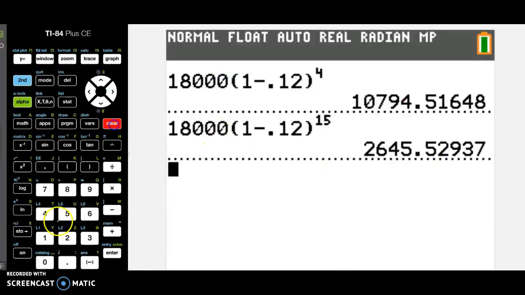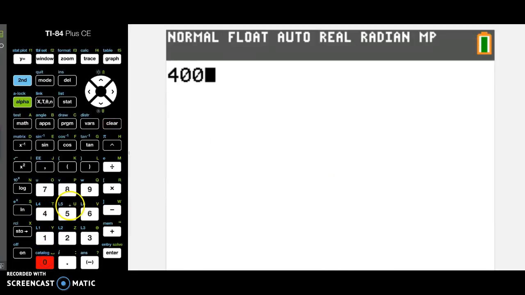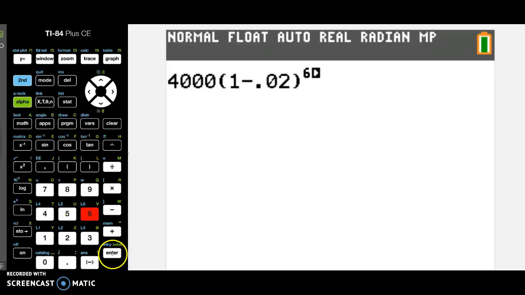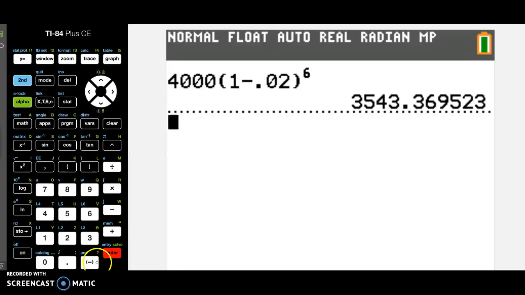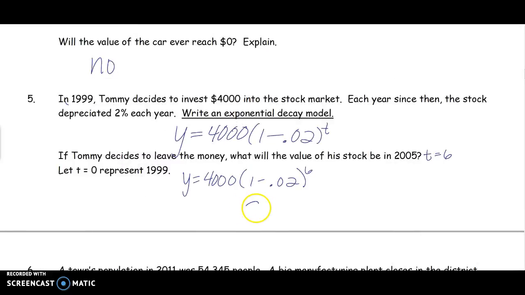So in our calculators, we would say 4,000 times 1 minus 0.02 raised to the 6th power. So if Tommy left his money in the stock market for those 6 years, he would have $3,543.37.